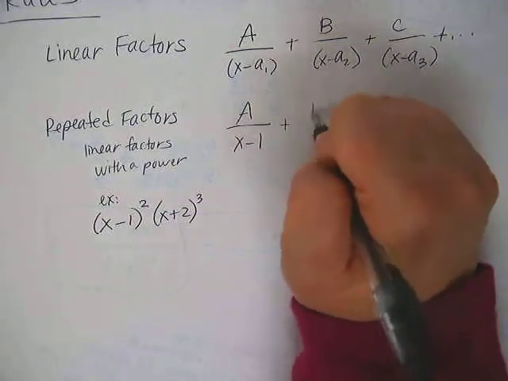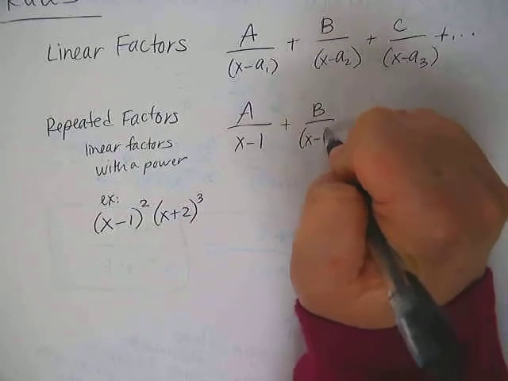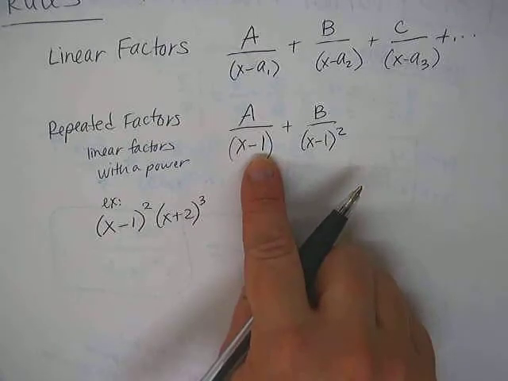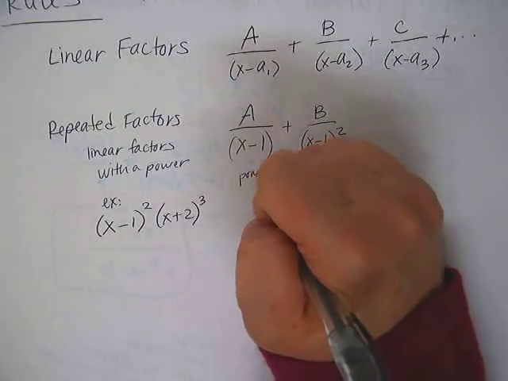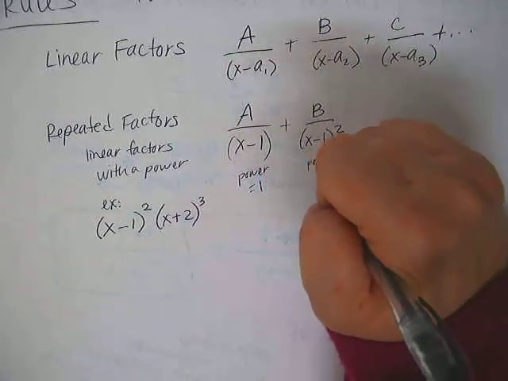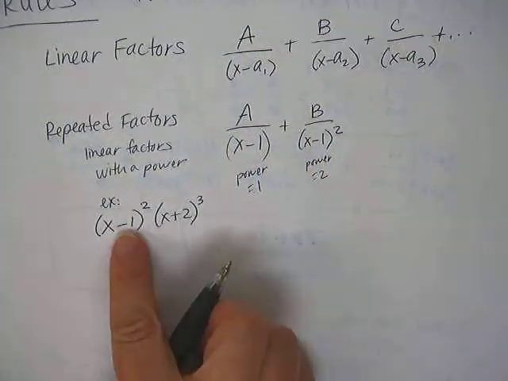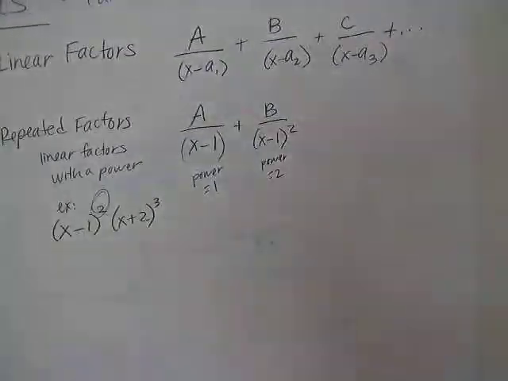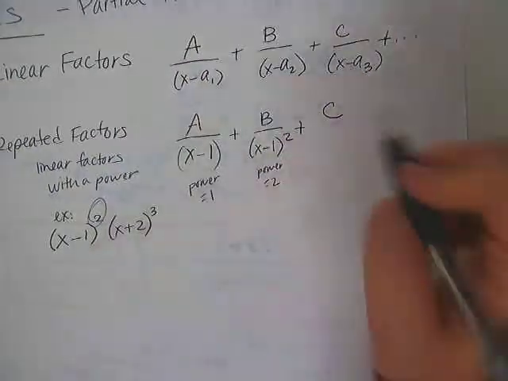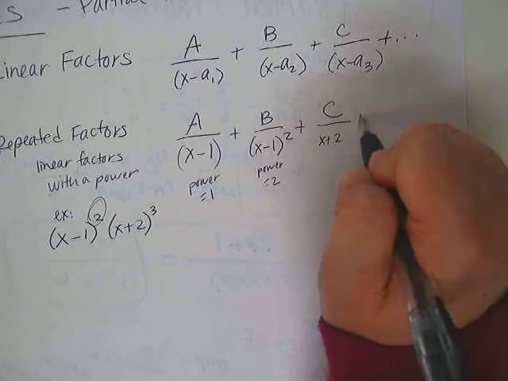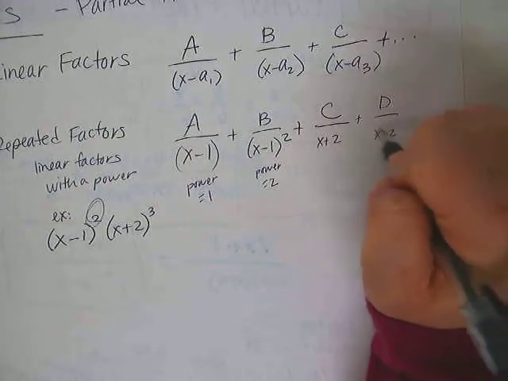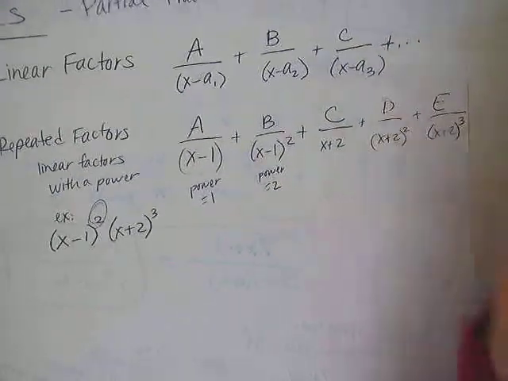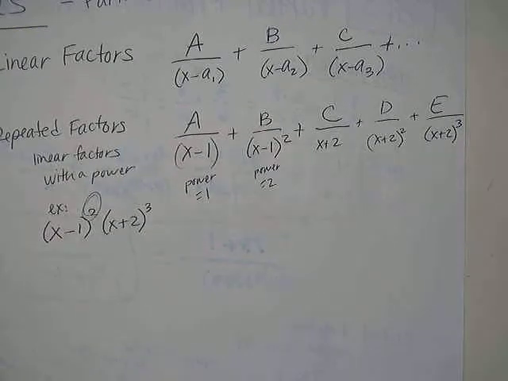So you'd have A over x minus 1 plus B over x minus 1 squared. Now that's as high as that one goes, but I have to list it once with no power, or rather the power equals 1, and the power would equal 2 on that one, right? Because it has a power of 2. So whatever that power is, you do it that many times. Kind of weird. So then there's another repeated factor, so we'd have C over x plus 2 plus D over x plus 2 squared plus E over x plus 2 cubed, and then we stop.